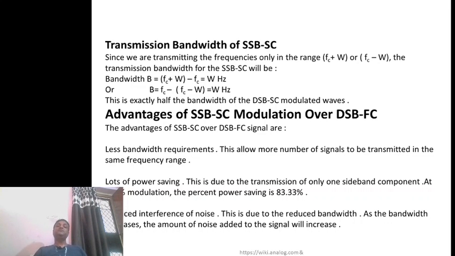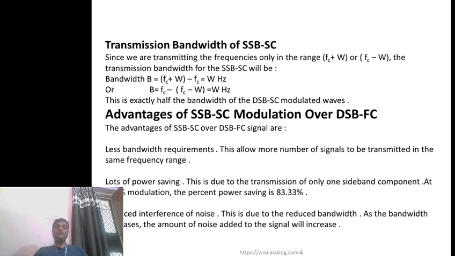Then what transmission bandwidth is required? See here, FC plus omega minus FC. So FC is cancelled, it is omega. Similarly FC minus omega, omega. It means in the previous case 2 omega bandwidth is required, but here only omega bandwidth is required. So this is exactly half of the bandwidth of double sideband suppressed carrier. The bandwidth is reduced to half, and that is one of the advantages.